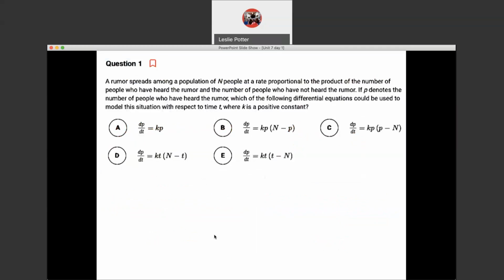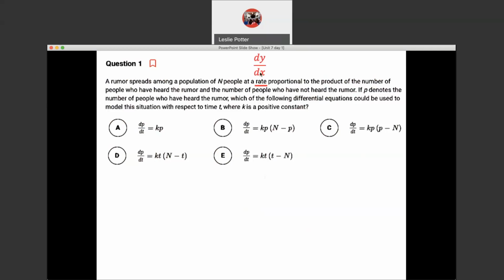We're writing differential equations. In other words, we're looking at what we have, and we need to find the relationship and write that expression. So here's what we have here. We have a rumor that spreads among a population of n people. So that's how many people we have. And the rumor is spreading at a rate proportional to the product of the number of people who've heard the rumor and the number of people who have not heard the rumor.